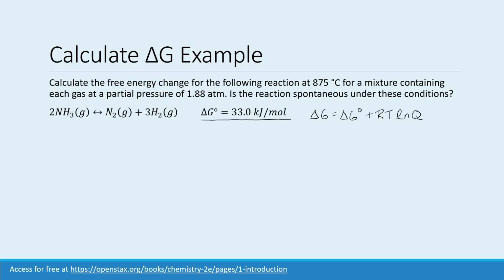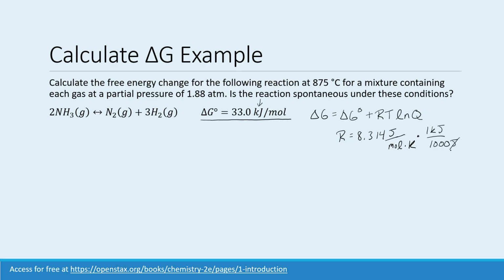Okay, so let's focus on that RT ln of Q phrase for a second. The issue that you're going to run into is, if we look at the delta G value, notice how it's in kilojoules. But our R value of 8.314 is in joules per mole Kelvin. So of course, you have this difference between joules and kilojoules, and so we're going to have to convert everything into kilojoules. Let's go ahead and do that now.